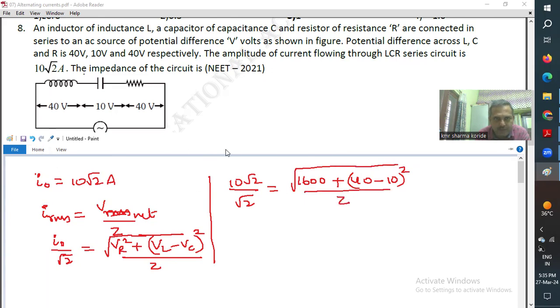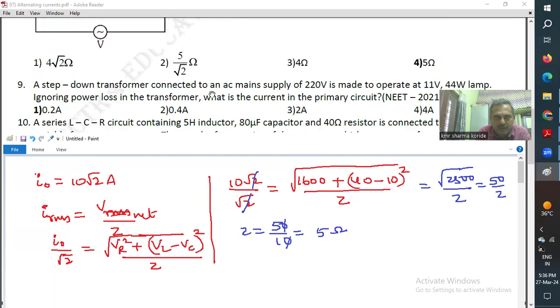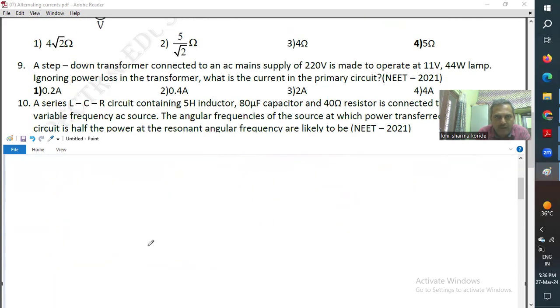So there is a cancellation here. Root 2 gets cancelled. Then next, let us simplify this first. 1600, this is 30 square, which means 900. So root 2500 divided by Z, so it will be 50 by Z. So Z is equal to 50 by 10. So Z is nothing but 5 ohm. It means the last option is correct. Moving to the next question. A step-down transformer connected to an AC supply, AC mains supply 220 volts, is made to operate. So these are outputs.